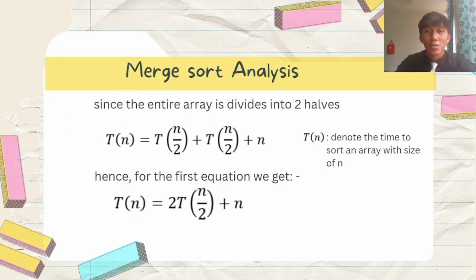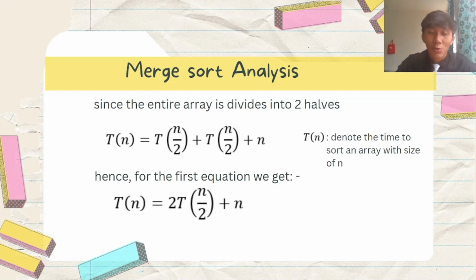The last part is merge sort analysis. Let's denote that T(n) is the time to sort an array with the size of n. Since the entire array is divided into two halves, T(n) is equal to T(n/2) plus T(n/2) plus, when we merge, plus the size of the array.